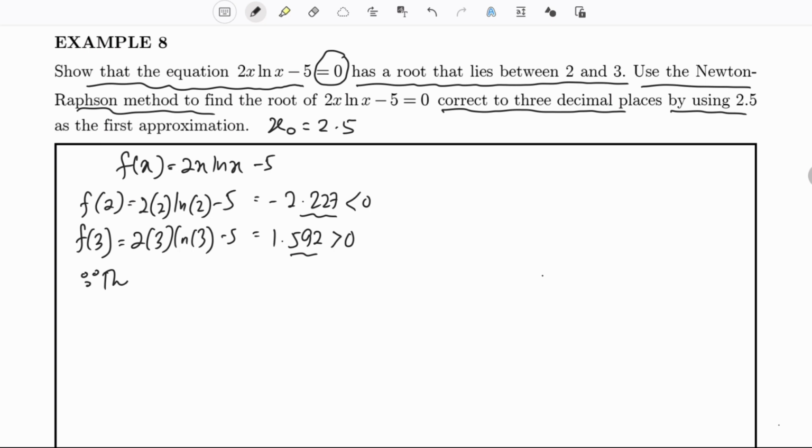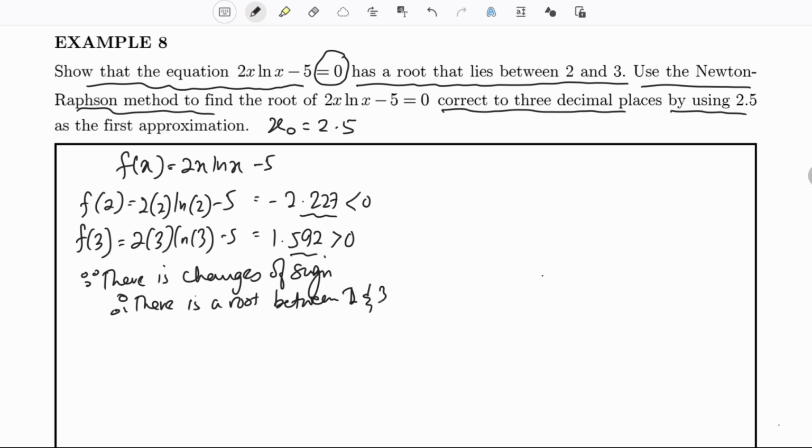Since there is a change of sign, hence there is a root between 2 and 3. Hence shown.